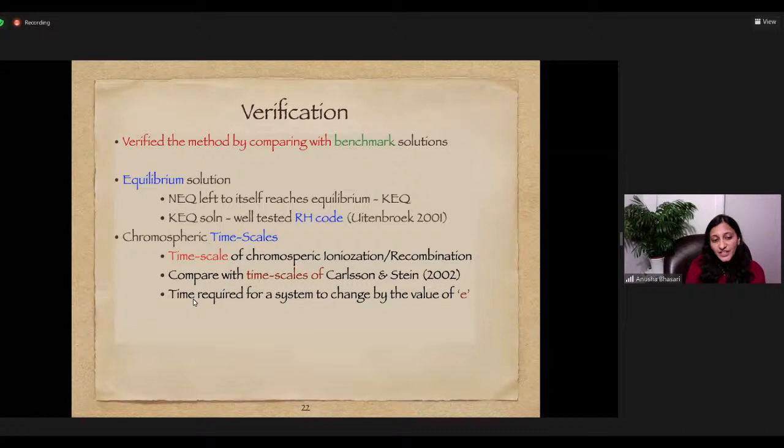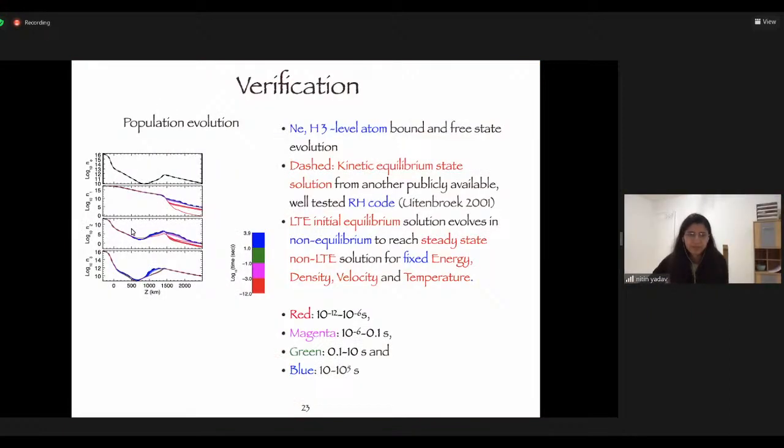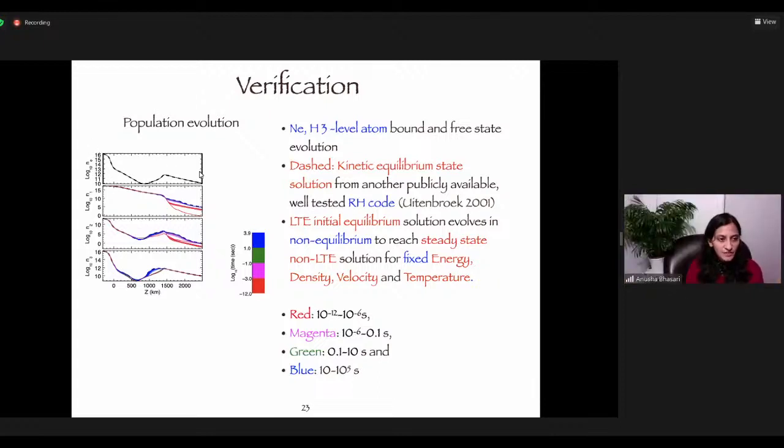Here, we recall that the time required for a system to change by a value of e is called the physical time scale. Now, the first verification: here we have electron density, which is fixed, and the ground state, first excited state and ionized state of hydrogen as a function of height. The dashed line here is the solution from the RH code of Uitenbroek, and all the colored lines, starting from the LTE solution, are our non-equilibrium solutions at different times, which are shown in this color bar. And you can see that our non-equilibrium solution nicely reaches the equilibrium solution, which matches very well with the kinetic equilibrium solution from the RH code.